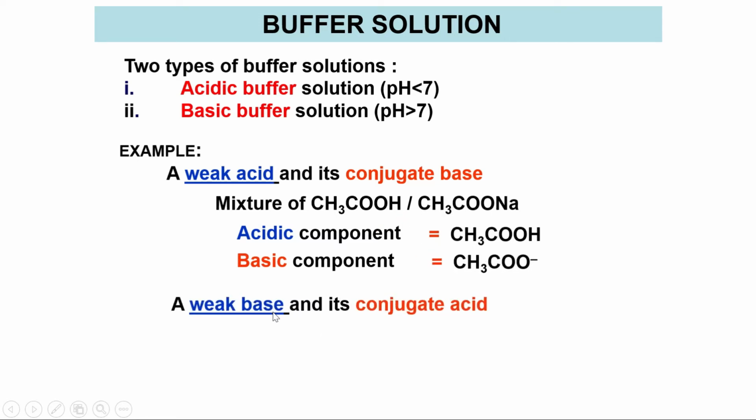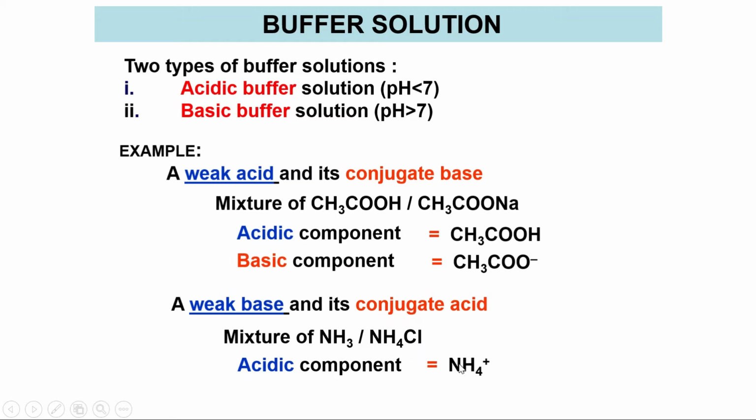Another example, the basic buffer, is made up of a weak base and its conjugate acid. For example, a mixture of ammonia and ammonium chloride. The acidic component is the ammonium ion NH4+ from ammonium chloride, which is the conjugate acid of ammonia. And the basic component is of course the ammonia.